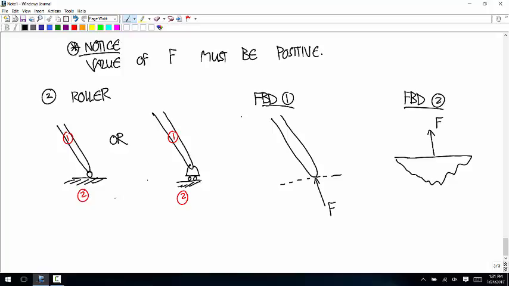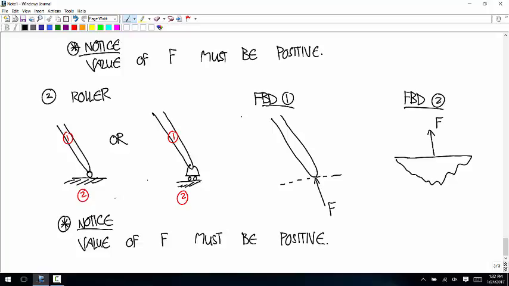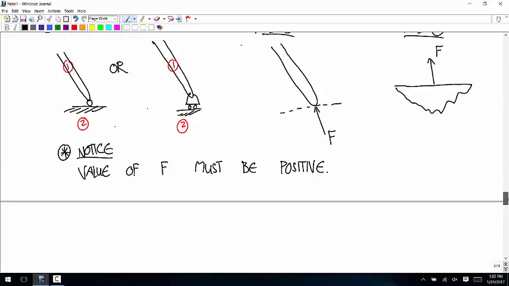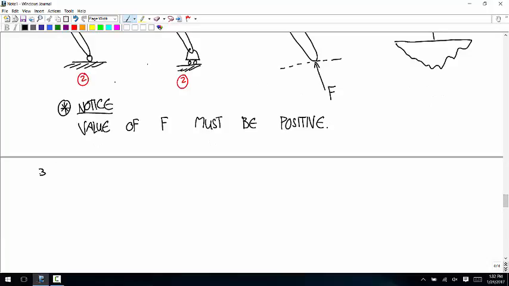And there is one more. So notice on this one too, that the value of F has to be positive. Because again, all the ground can do is push on those wheels. It can't pull down on them. And the third joint in this category is a pin in slot joint.